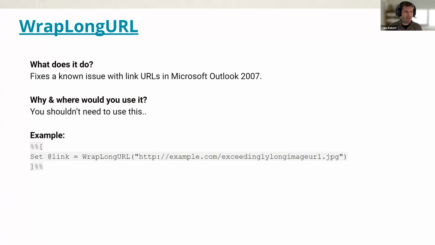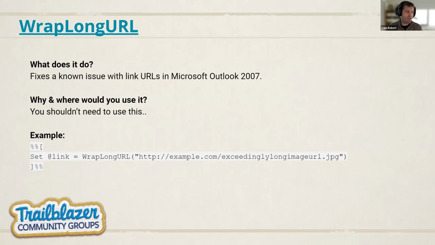All right, on to the next one, and we have the wrapping long URL. You're probably not going to need this, not going to lie. This is a very patch fix for a very old known problem back in the Outlook 2007 days. It's where some URLs were too long for some rendering engines to process, and so it would just chop off. It would totally cut the end of the URL off.